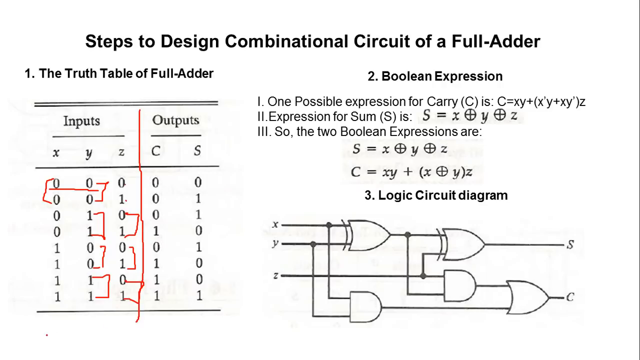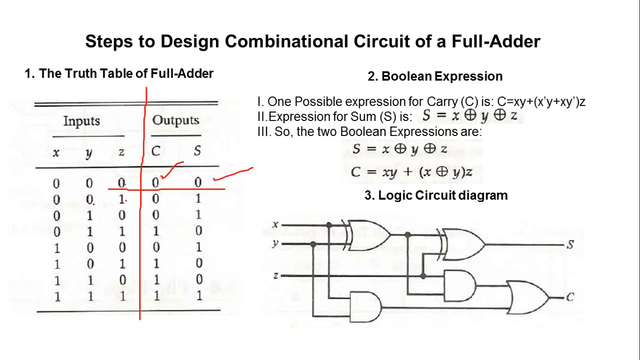By providing these inputs, I have to do the sum of these three variables. So let's do that. 0 plus 0 plus 0: 0 is the sum, 0 is the carry. 0 plus 0 plus 1: 1 is the sum, 0 is the carry. 0 plus 1 plus 0: again 1 as a sum, 0 as a carry. 0 plus 1 plus 1 means 0 as a sum and 1 as a carry.